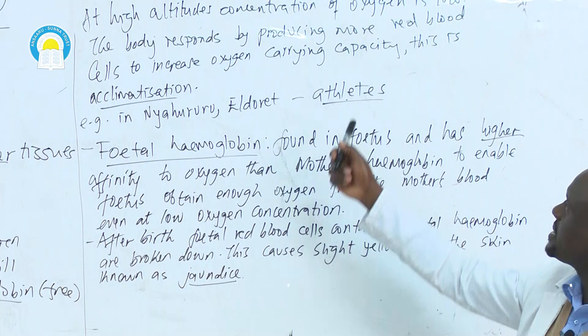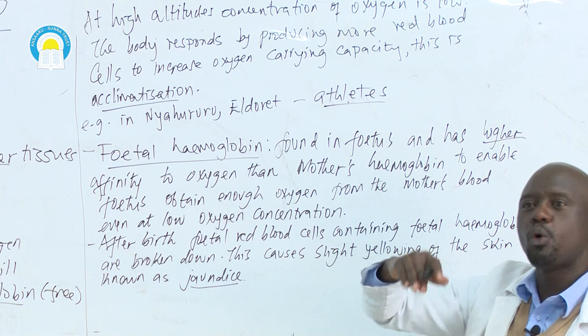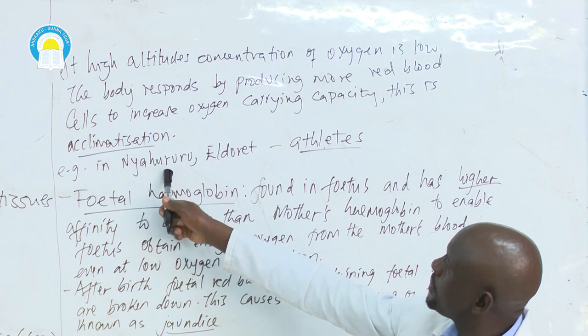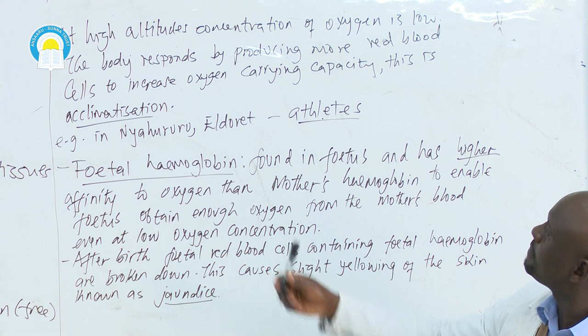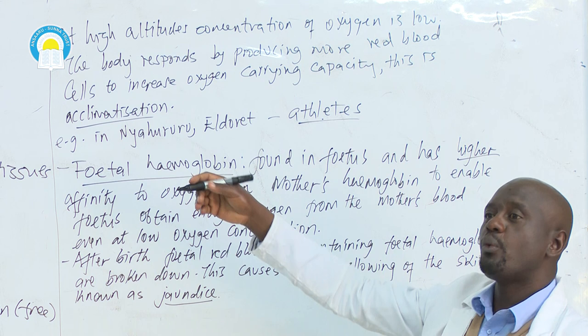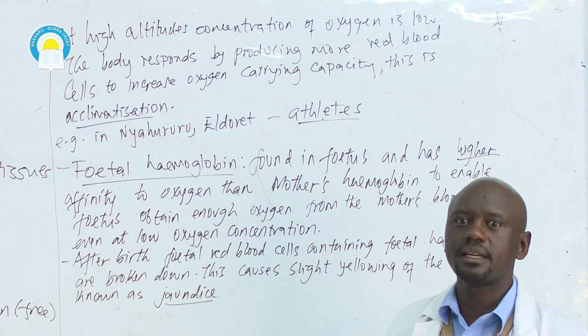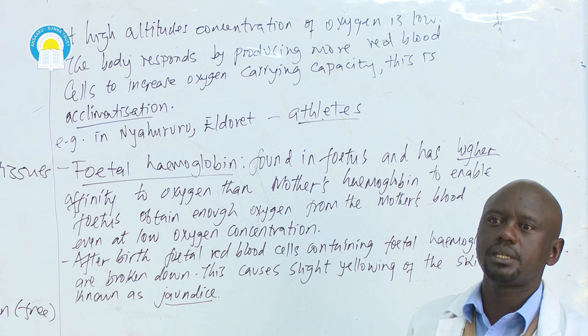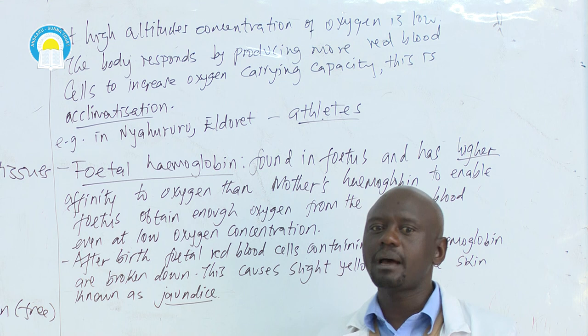And this is what athletes, that is those people who take part in athletics, take advantage of. They move from where they live, which could be low altitude areas, to high altitude areas like Nyahururu and Eldoret. When they go there to train, their body becomes acclimatized and they produce a lot of red blood cells, which will mean that during the actual time of training, they will have an advantage over the other athletes because they will have a lot of red blood cells, meaning that they'll be taking to their tissues a lot of oxygen, which is required for the very rapid respiration required during the competition.